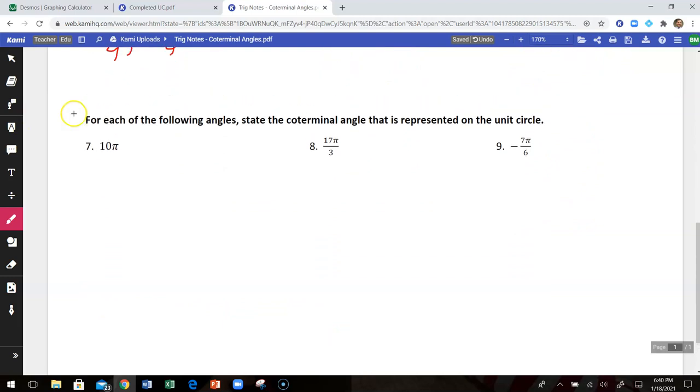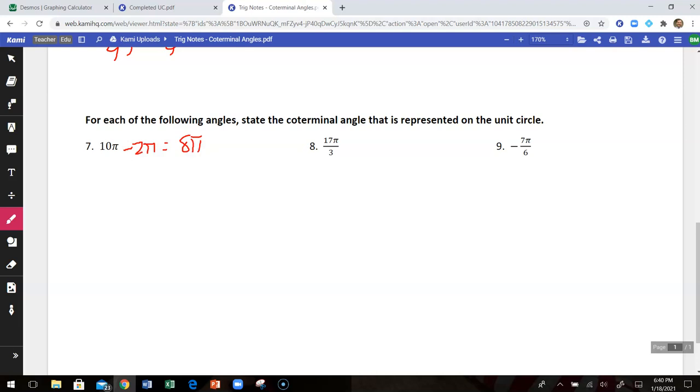So this is a skill that you'll probably use more. You'll start with an angle that is not on the unit circle. 10 pi is not on the unit circle. I want to find the angle that is on the unit circle that is coterminal with 10 pi. So if my number is bigger than 2 pi, I want to subtract 2 pi. Well, that gives me 8 pi.